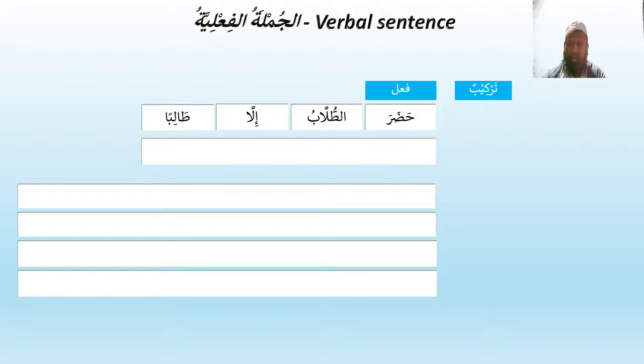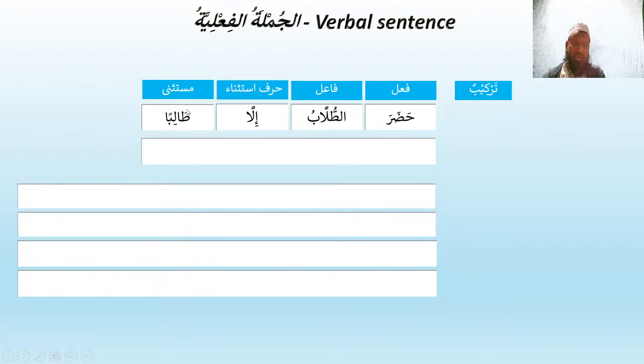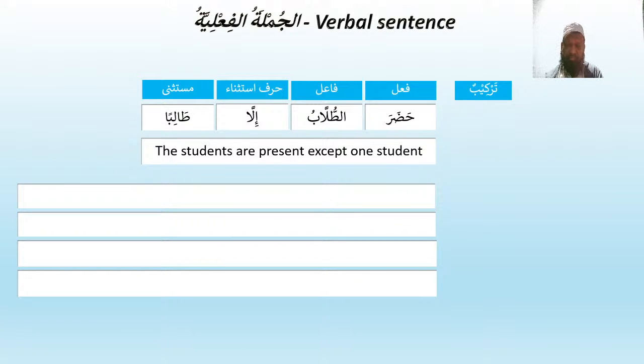We do the تركيب. حضر فعل, الطلاب فاعل, just normal. إلا حرف استثناء. Because this hamza is hamzatul wasl, the fa will join the sin. حرف استثناء and طالبا مستثنى. So the mustasna is excluded from الطلاب. Excluded means the tullab are present except one talib. Translation: the students are present except one student. Means he's not present.